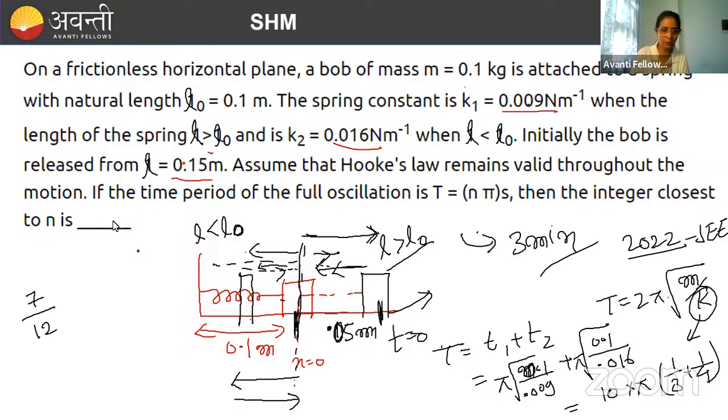7 by 12 into 10. If I have done it correctly, 1 by 3 plus 1 by 4. So yes, 7 by 12. And time period is given as n pi. So n का value क्या होगा? That's the question. So 70 by 12 into pi. So this will be close to nearest integer, then the integer closest to n. n का वैल्यू अगर यहाँ से आप निकालो तो कितना आएगा?